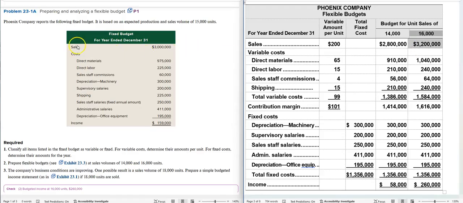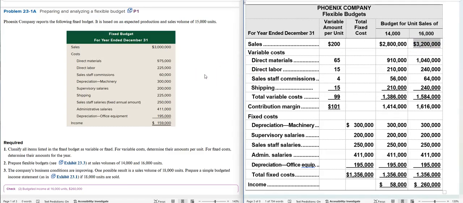So in addition to having a budget, if we sell 15,000 units, we budget 3 million in sales. We also now have a budget for 14,000 units. We would expect to have revenues of 2.8 million. And if we sell 16,000 units, our budget is for 3.2 million.